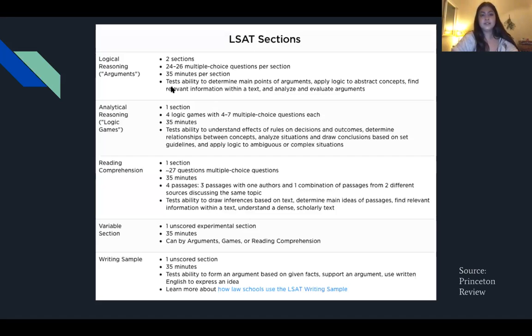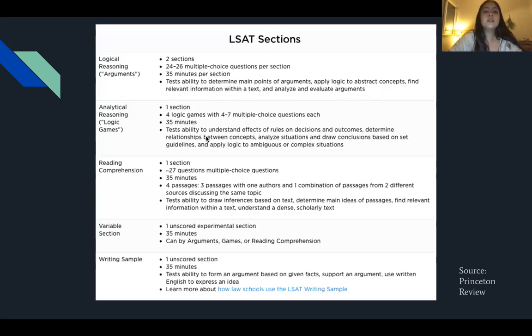With the LSAT, you work on logical reasoning, which tests your ability to determine main points of arguments, apply logic to abstract concepts, find relevant information within the text, and analyze and evaluate arguments. With analytical reasoning, otherwise known as logic games, I don't know if you guys have taken logic yet, but that's kind of what you'd be doing.